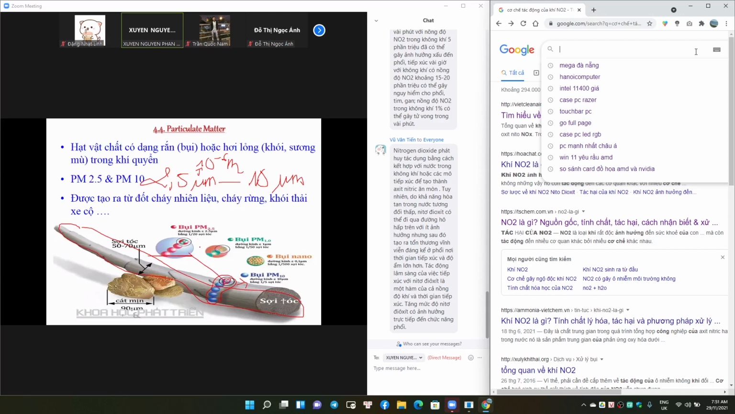Thế thì vì sao bụi nằm trong khoảng nhỏ hơn 2,5 micromet, và bụi lớn hơn 10 micromet, thì ít ảnh hưởng đến cơ thể nhé.